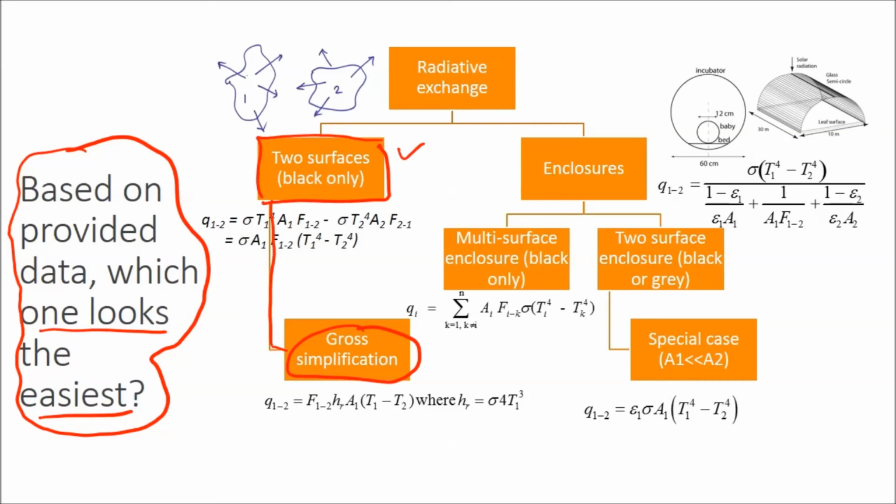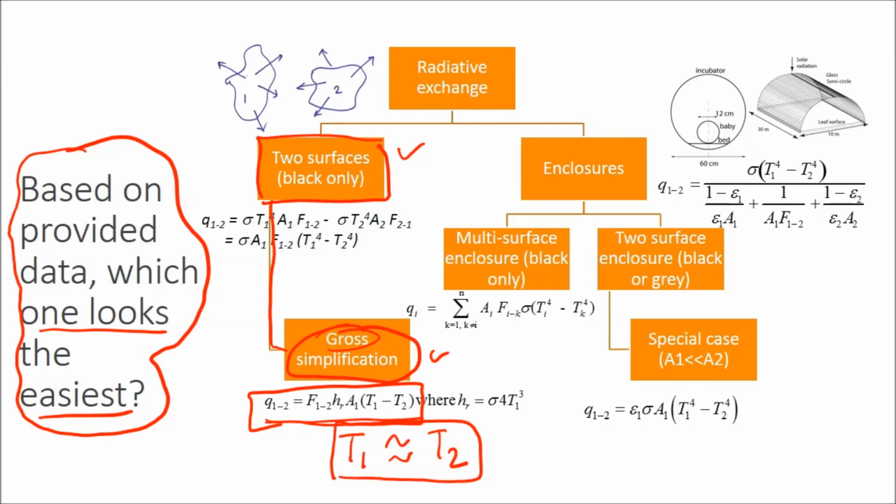So we have these two choices. Which one looks the easiest? Of course, this one looks the easiest. But here you need to be careful, because as it says, it's a gross simplification. This is only true when T1 is very close to T2. How much error you make when T1 is different from T2 of course depends on the problem, and as T1 gets farther from T2, the errors would be larger. So we cannot just use this gross simplification here if we are able to do the problem this other way. So let's see if we can do the problem this other way.